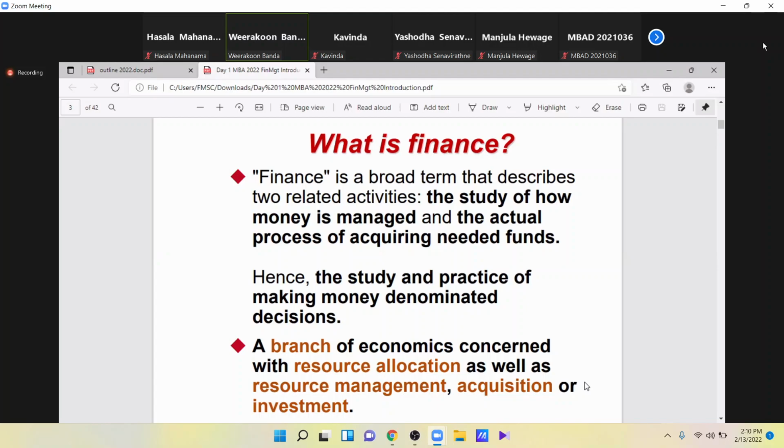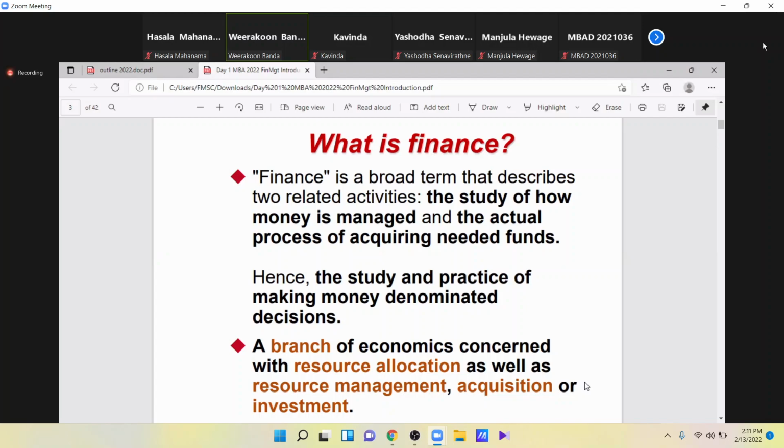Sometimes they earn on an ad hoc basis. Sometimes they are involved in some investment activities and get some return. Sometimes they don't have a regular income level. From time to time they have an income. However, you have to decide what is the actual process of acquiring your needed funds. You have to plan that.